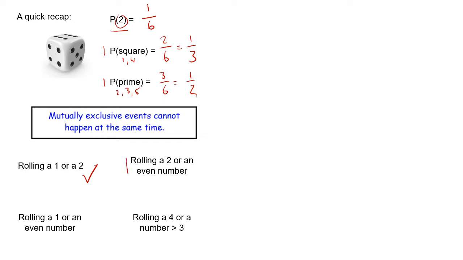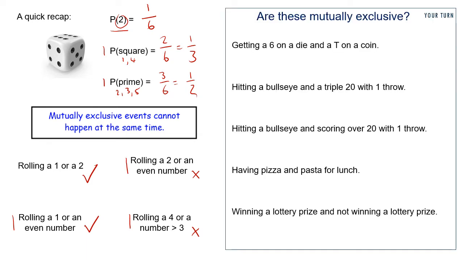Rolling a 2 or an even number on a dice, well, 2 is an even number, so that can happen at the same time, so they're not mutually exclusive. Rolling a 1 or an even number, they're mutually exclusive because they cannot happen at the same time. Rolling a 4 or a number greater than 3, well, 4 is greater than 3, they can happen at the same time, so they are not mutually exclusive. Might be worth pausing the video and just having a quick think about these 5 pairs of events. Are they mutually exclusive or not?